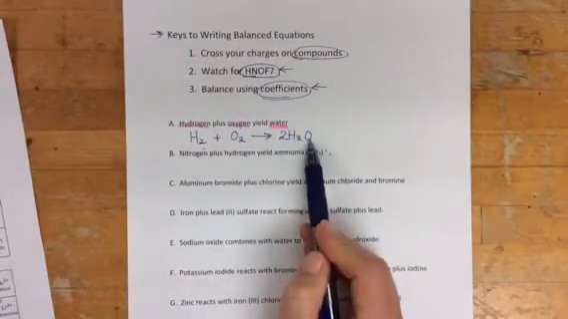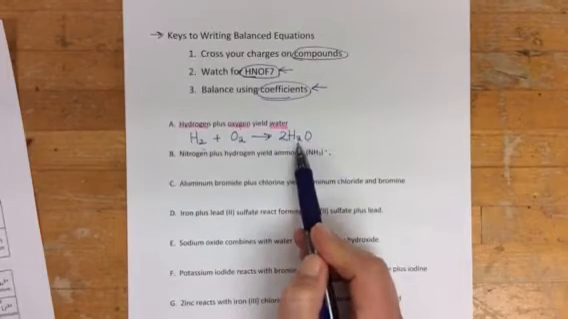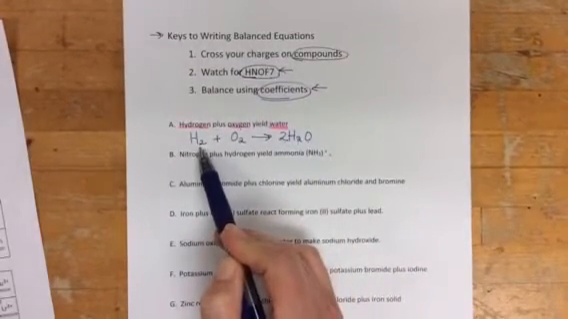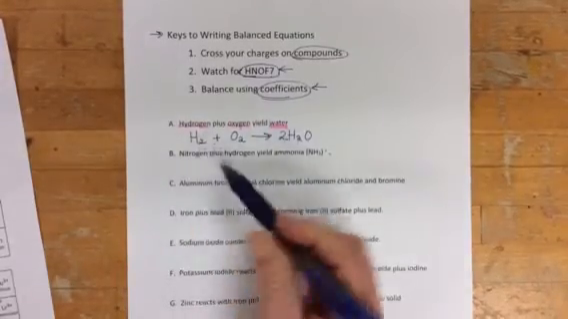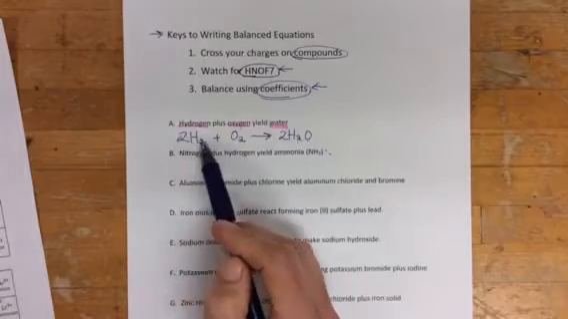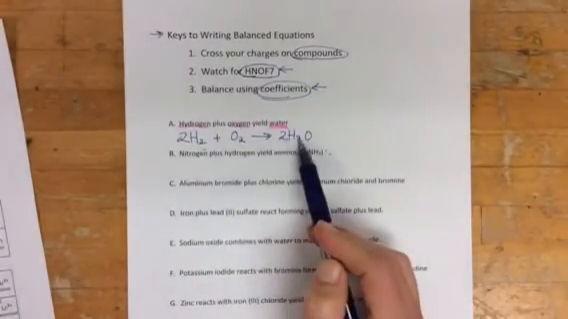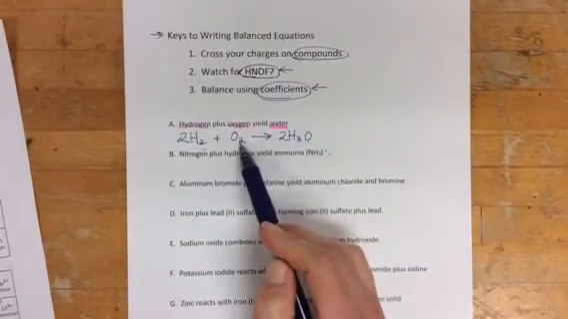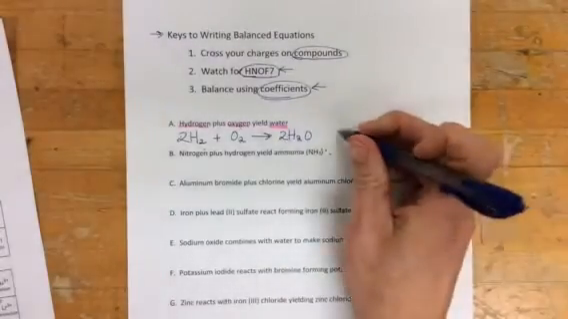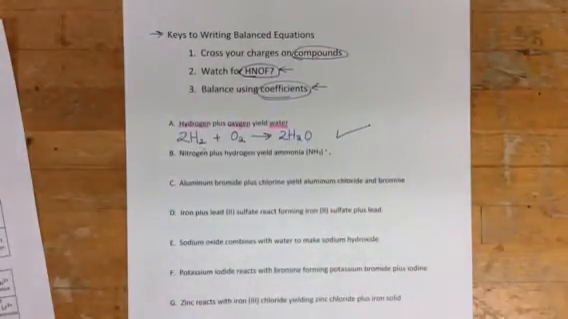Oh, but what does that mean now? Not only do we have 2 oxygens, we've got 2 times 2 is 4 hydrogens. We only got 2 on this side. How do we make that into 4? Yes. Put a 2 right there. So now we have 2 times 2 is 4 hydrogens, 2 times 2 is 4 hydrogens, 2 oxygens, and 2 oxygens. So that all checks out and we're done.